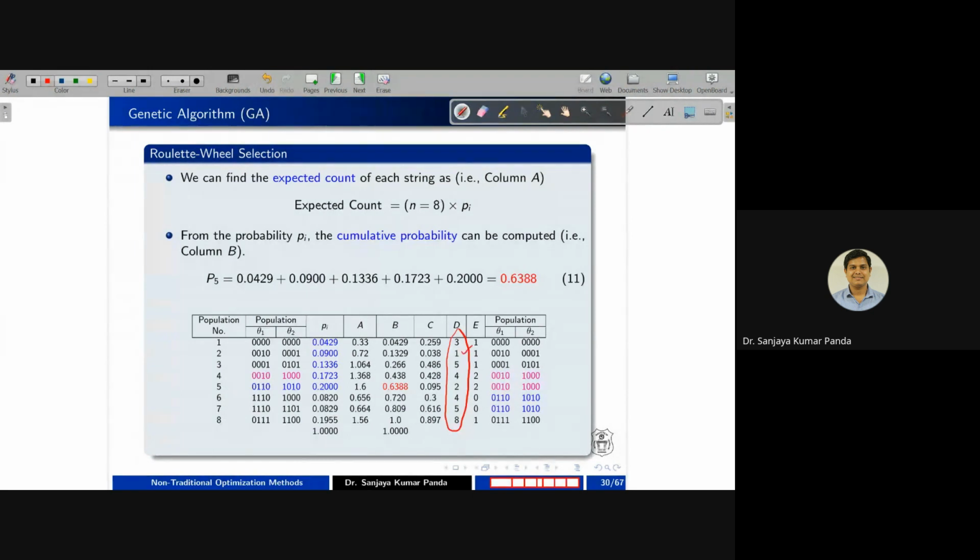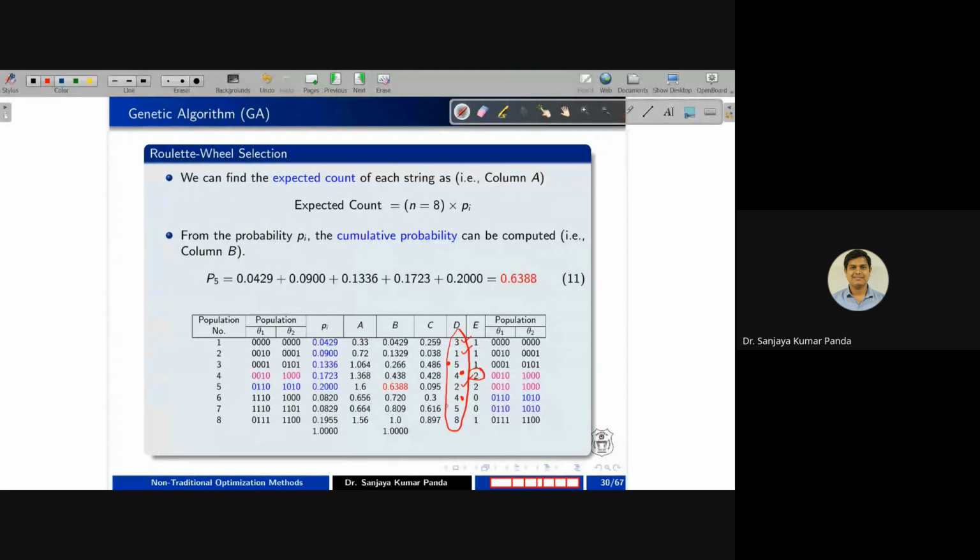1 is repeated once. How many times is 2 repeated? 2 is repeated once only. How many times is 3 repeated? Once only. How many times is 4 repeated? 4 is repeated one time here, one time here. That's why you can see the fourth population corresponding E column is 2. Right? Fifth population case, it is also repeated twice.